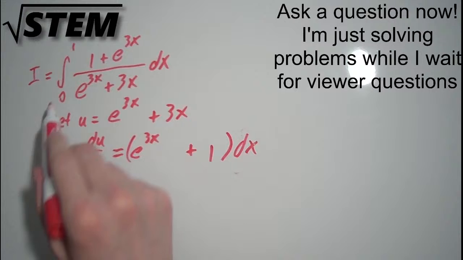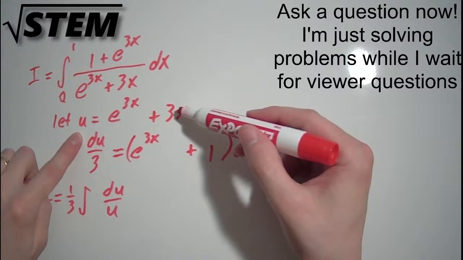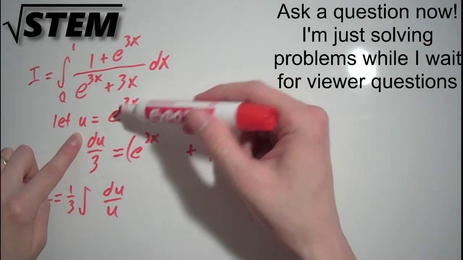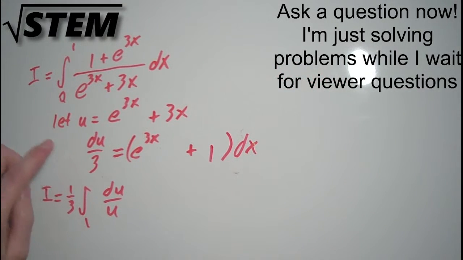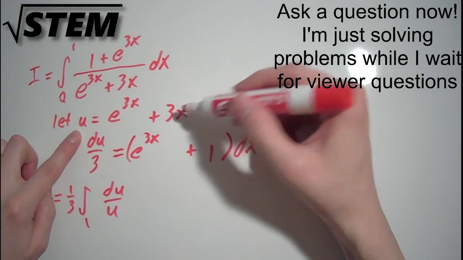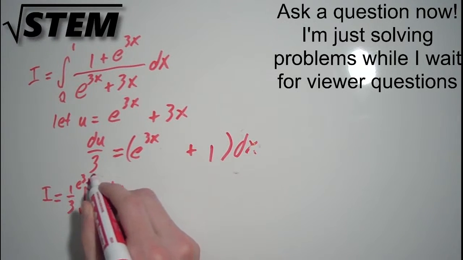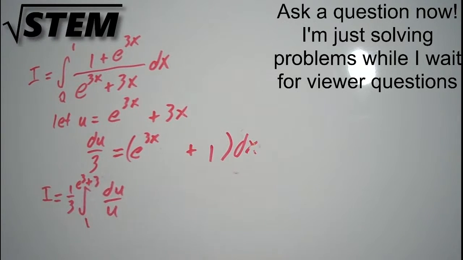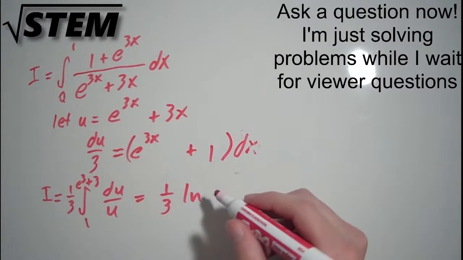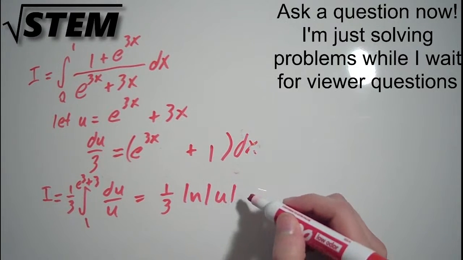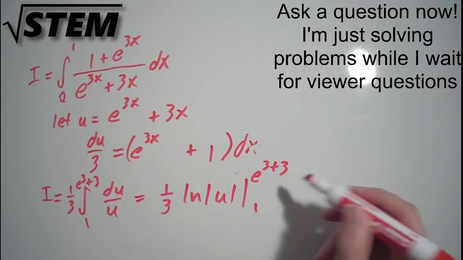So let's see. We start with x at 0, so that would make this part 0 and this part 1. So u will go from 1 up to, when x is 1, this is 3, and that's e to the 3 plus 3. So then this is 1/3 the natural log, the absolute value of u, evaluated from 1 to e to the 3rd plus 3.